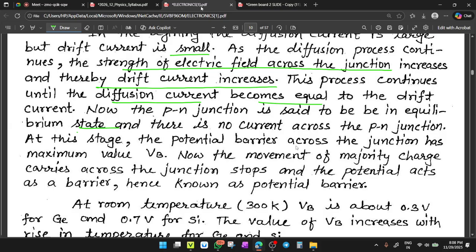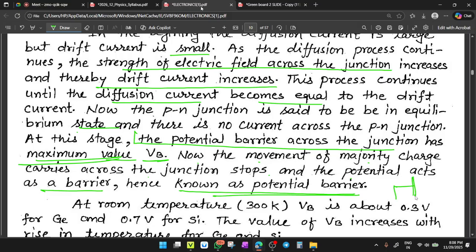At this stage, the potential barrier across the junction has the maximum level. Yes, maximum value. So at this time, the potential barrier has the maximum value VB. Now the movement of majority charge carriers across the junction stops and the potential acts as a barrier. Hence, this is known as the barrier potential. Clear?